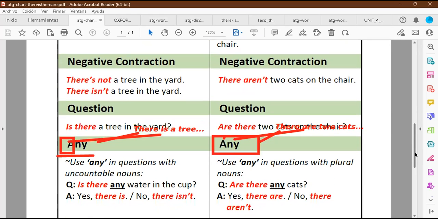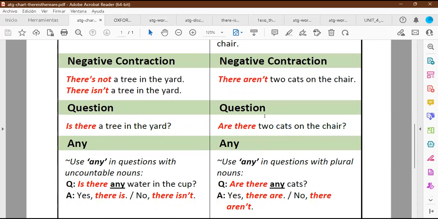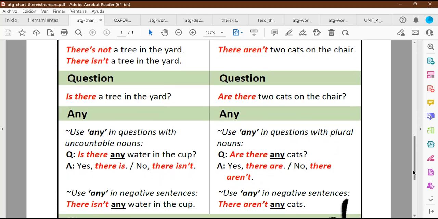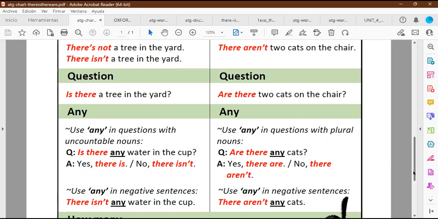besides that, we have some quantifiers. So we usually use these quantifiers with this phrase. Solamente, casi siempre, utilizamos algunos quantifiers con esta expresión. Example, we have any. Use any in questions with uncountable nouns. Use any in questions with plural nouns. So it means that you're going to use any with questions. Cuando hacemos preguntas, you're going to add this quantifier.